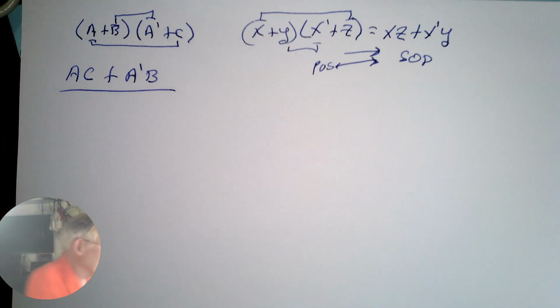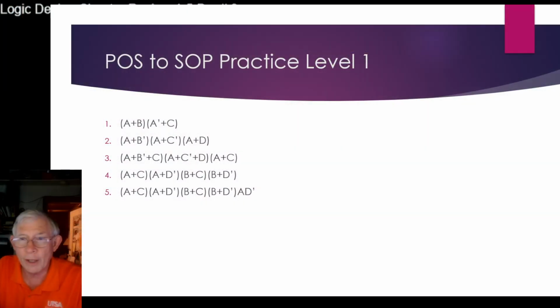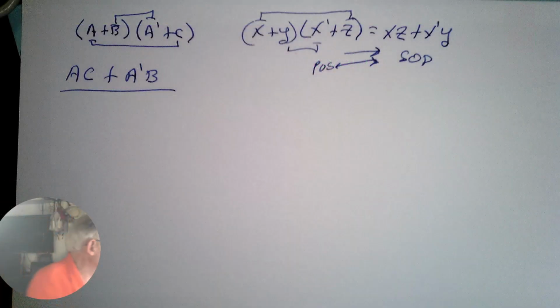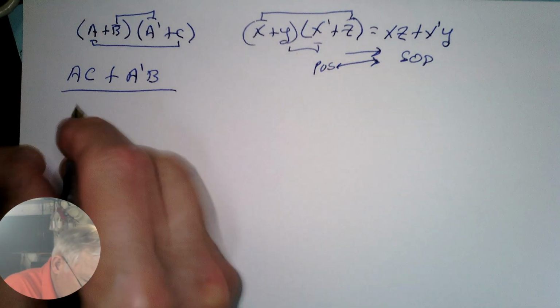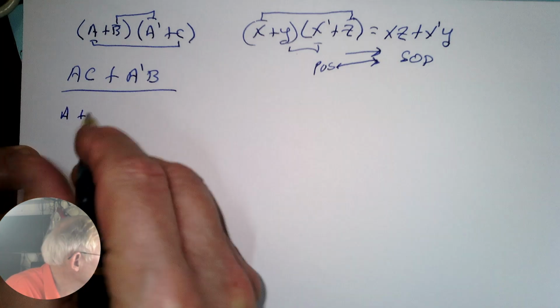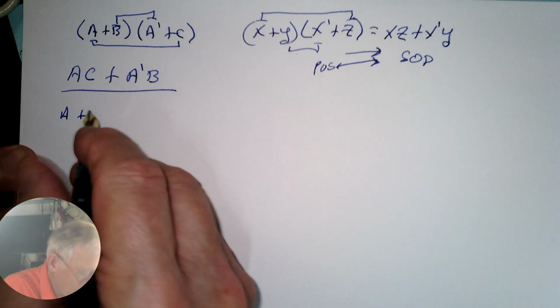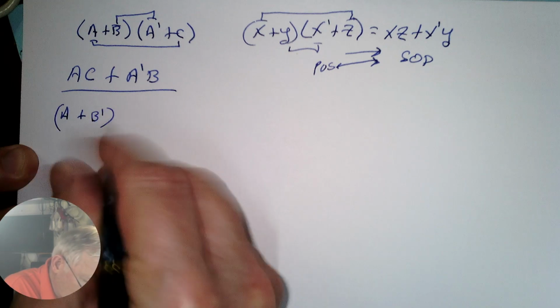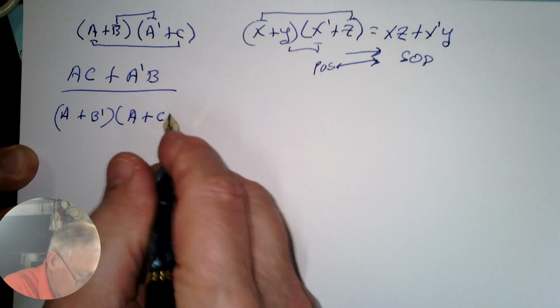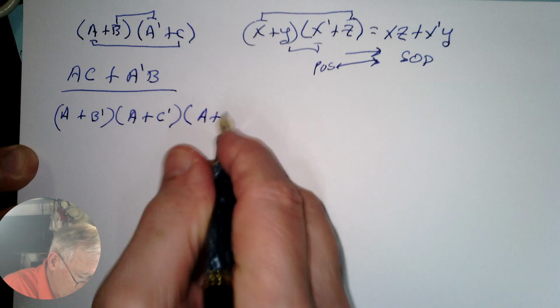All right, let's look at the next one. The next one is (A plus B prime) times (A plus C prime) times (A plus D). Let's write that down and think about how to do that. So it's (A plus B prime), then (A plus C prime), then (A plus D).